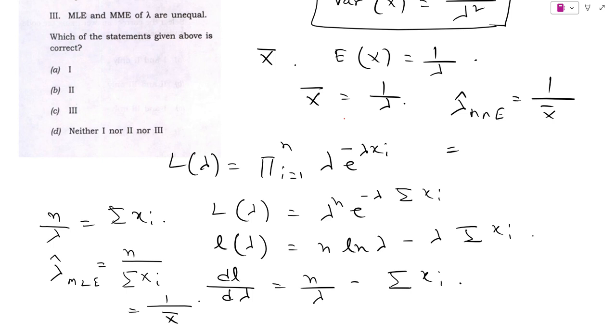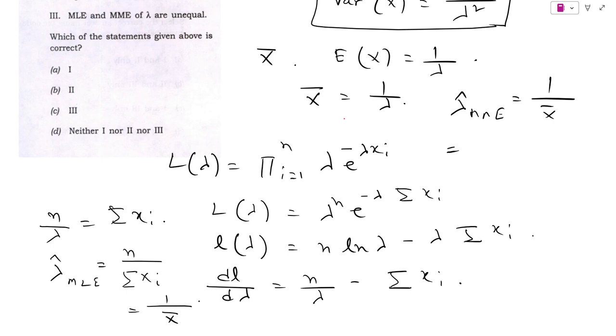So notice something elegant. Two completely different estimation techniques, method of moments and maximum likelihood, lead to exactly the same estimator for the exponential distribution. This is not true for every distribution, which is why the exponential distribution is so special.